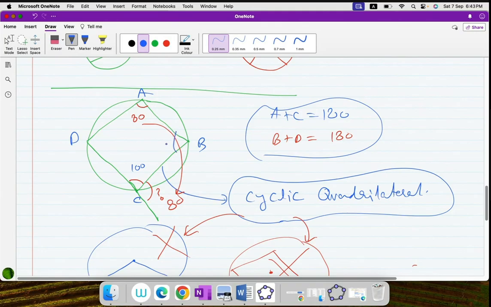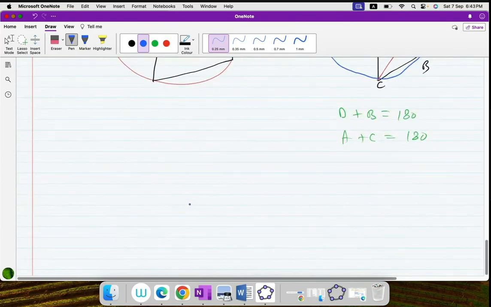You see, if this is 70, what is D? Then it's 110. And what is the angle outside this? 70. You see the relation between these two? Yes, they're equal. We call it the exterior opposite angle of cyclic quadrilateral.